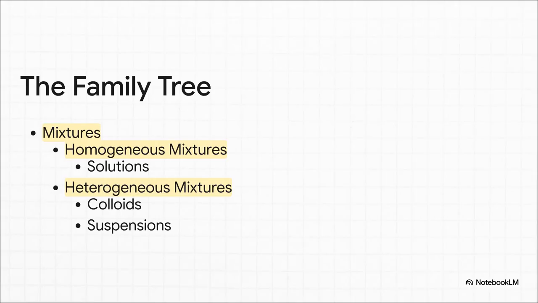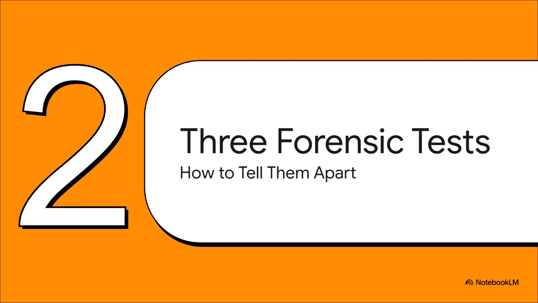So this family tree right here shows us exactly where our mystery liquids fit in. You see, all solutions, like our salt water, are homogeneous. But here's the twist. Both colloids, like milk, and suspensions, like muddy water, fall under the heterogeneous branch. And that is our first major clue, because even though milk looks totally uniform, chemically speaking, it's not. So if just looking at them can be tricky, how do we tell them apart for sure? Well, we need a toolkit. It's time to introduce our 3 forensic tests that will turn you into a mixture detective.